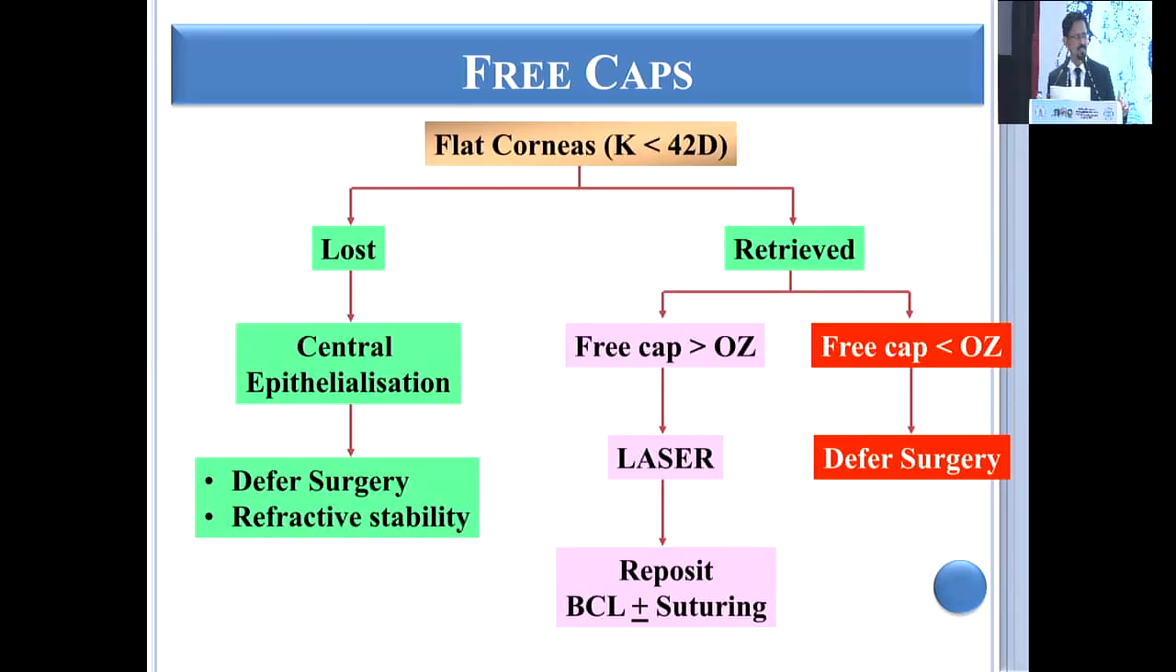Free caps are mostly seen with flat corneas, and if there's a free cap, if the size of the cap is adequate, like you have intended to make, say, an 8mm flap, and it's a free cap of 8mm, you can go ahead and do the laser, put the free cap back onto the surface and dry it. And these days we have even fibrin glue available. You can put a little bit of fibrin glue at the edge, put a bandage contact lens, and that works well.